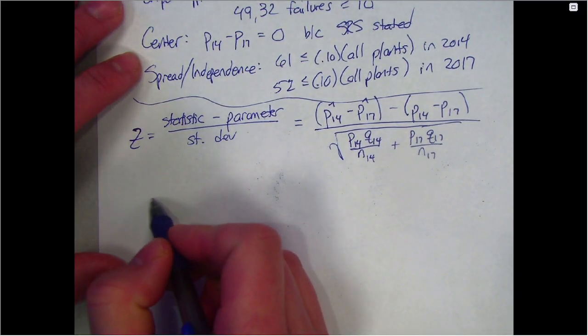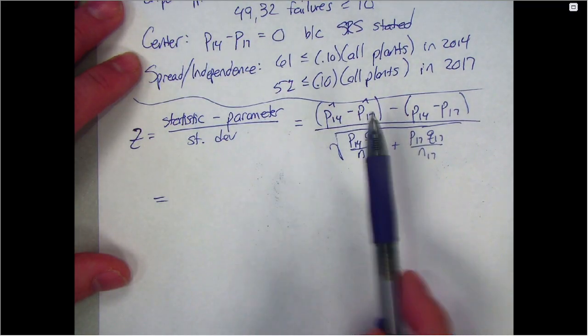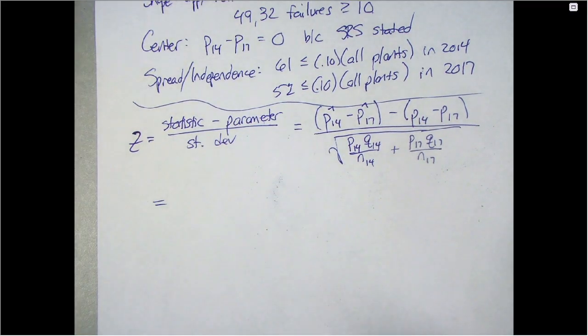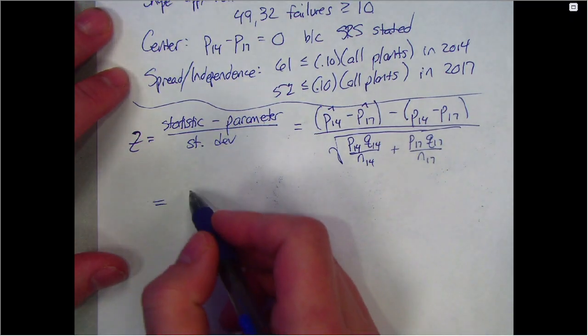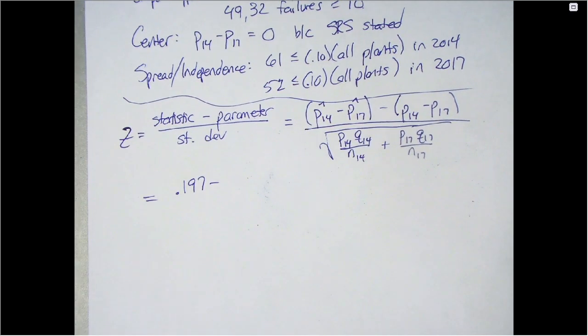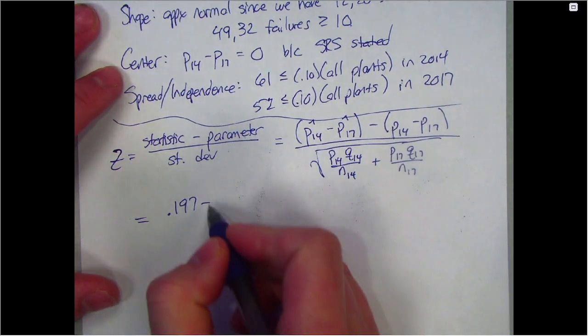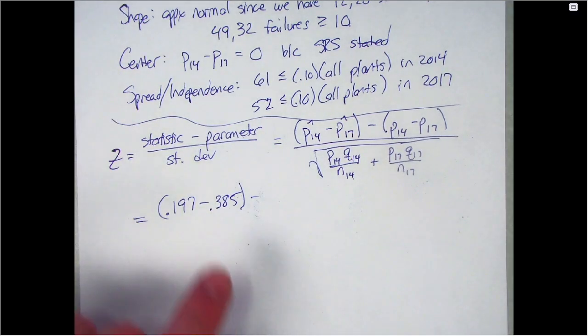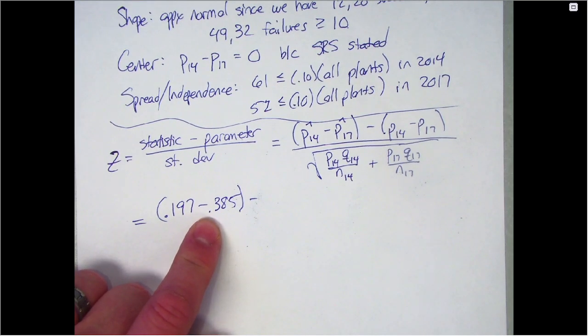Alright, so let's plug in numbers. We'll probably need a back page here. So P hat 14 is what? We wrote it down, right? Yeah, I did. 12 over 61, or you could use the 19.7%, the 0.197, whichever you prefer. I'm going to do 0.197, it's just easier to write down. And then P hat 17 is your sample from 2017. Again, you could use 20 over 52 if you want. I'm going to use the 0.385.